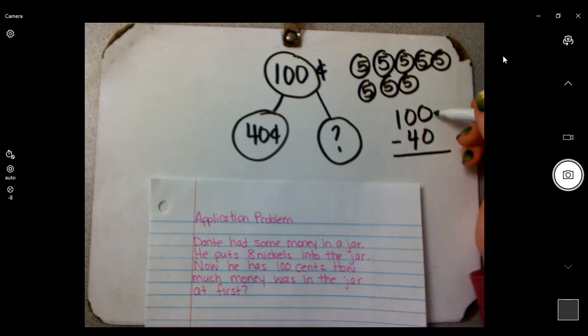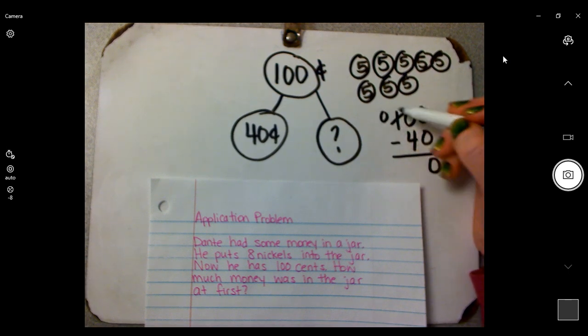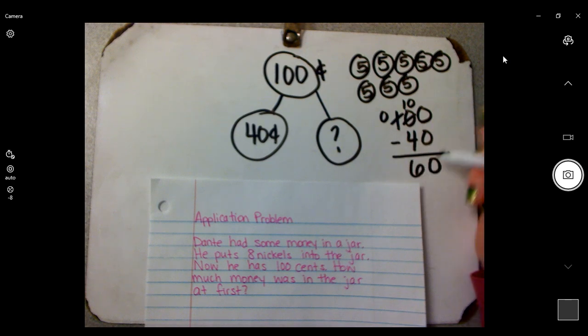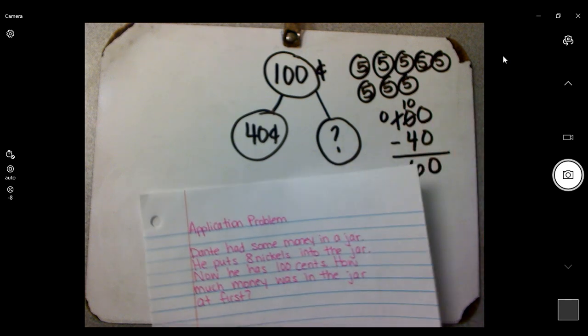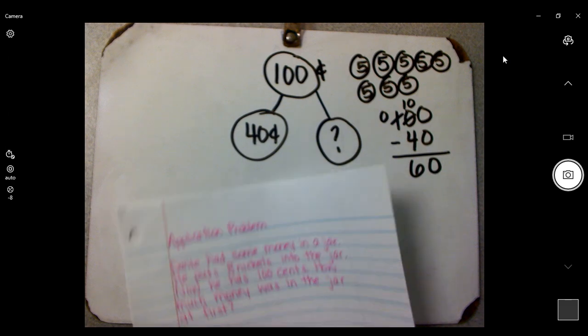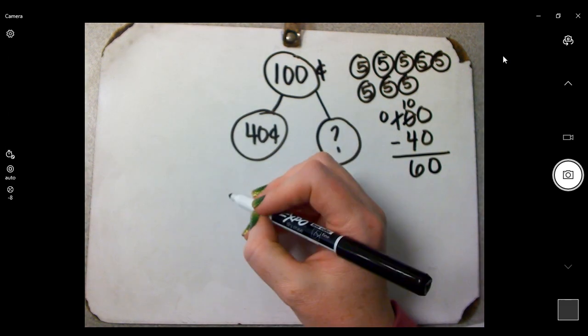So let's subtract. 0 minus 0 is 0. Our tens. We cannot take away 4 from 0. Decompose. 10 take away 4 is 6. So 60 cents. How much money was in the jar at first?